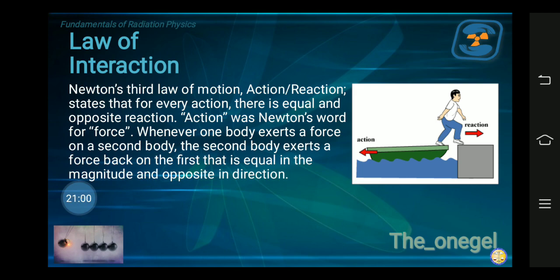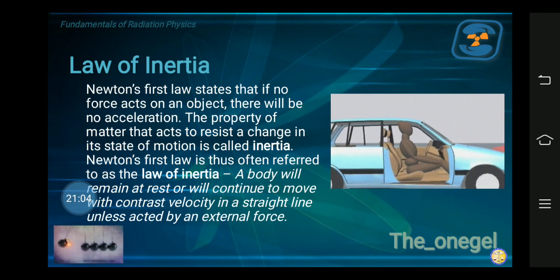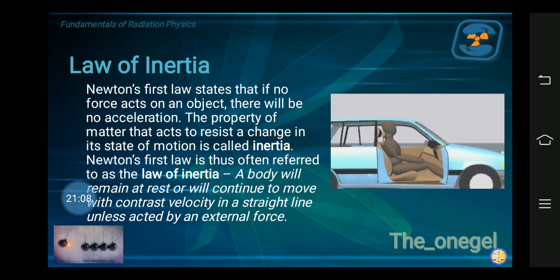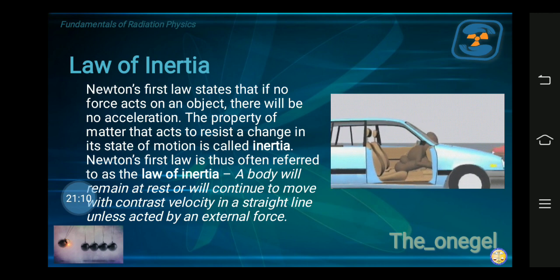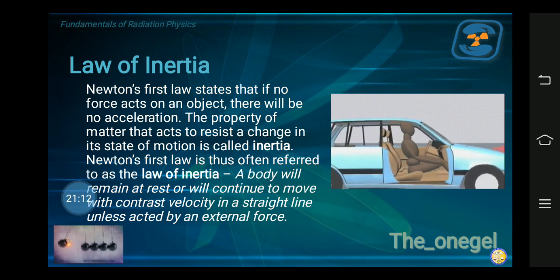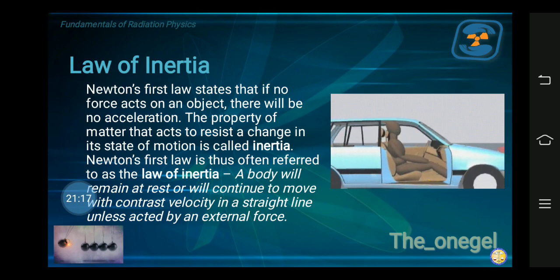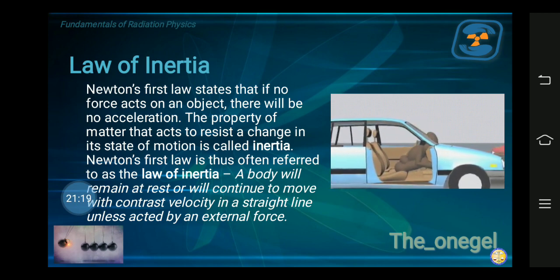Okay, so there you have it, our laws of motion. So, let's have a review. First law, we have the law of inertia, in which a body at rest will continue at rest, or a body in motion will continue moving in a straight line with a constant velocity unless they are acted by an external force. So that's the law of inertia.